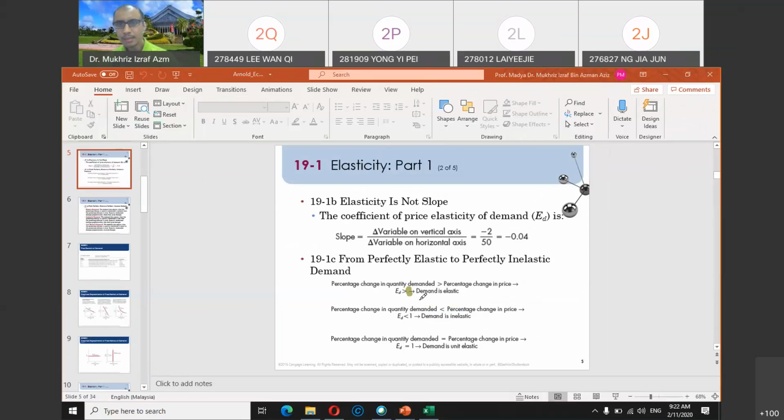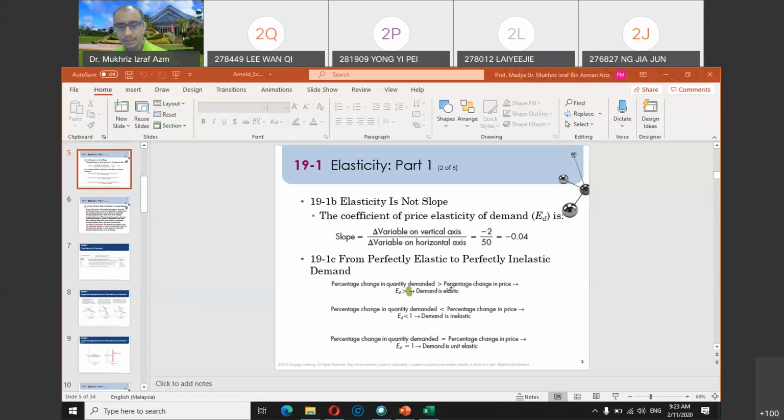I mean, write the word one in your notes, or if you print out the slide. The number one here is missing. So ED greater than one, meaning the demand is elastic. If ED less than one, the demand is inelastic, and finally, when ED equals one, we call it the demand is unit elastic. Unit means that it's equal to one. So more than one, less than one, equal to one.